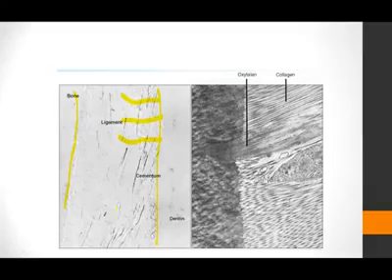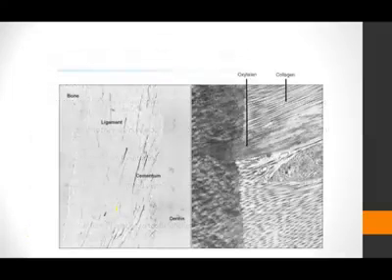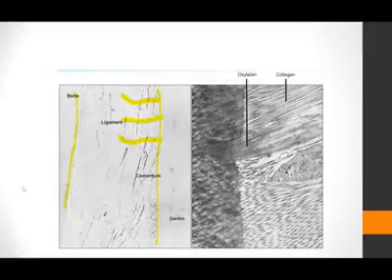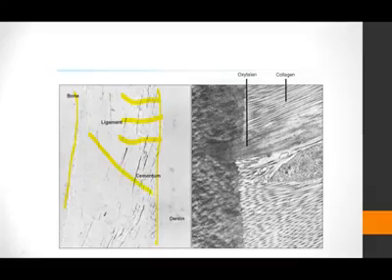And then these fibers are more numerous in the cervical region, and there they follow the course of the gingival and the transseptal ligaments. Within the PDL proper, let me get the highlighter again, this is the course of the horizontal, the oblique fibers, and these oxytalan fibers follow a course perpendicular to them.